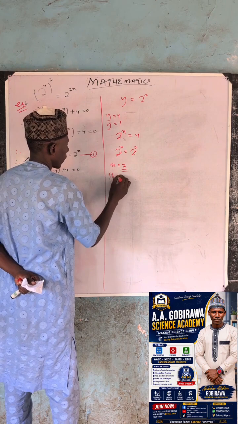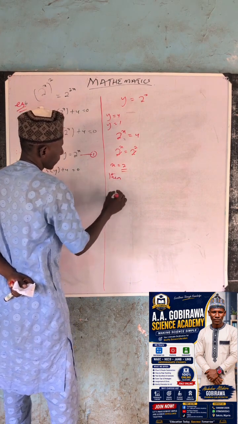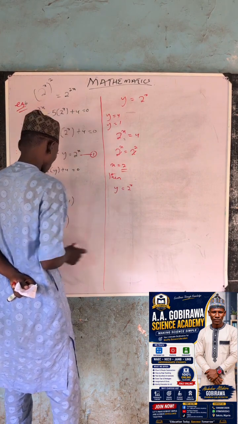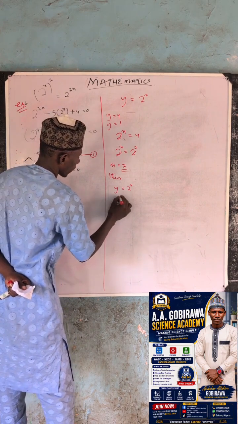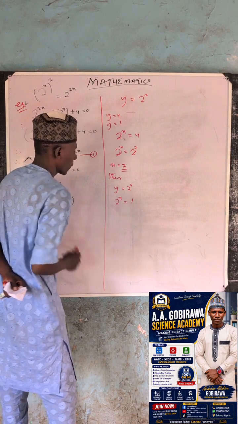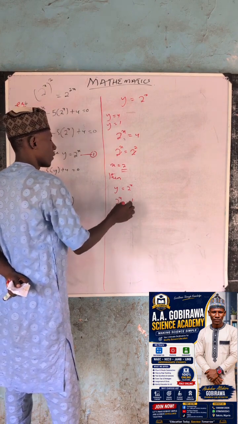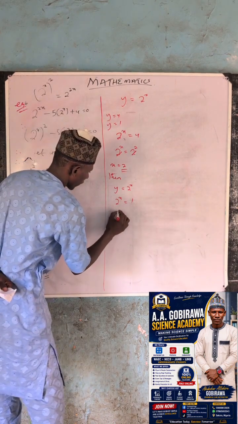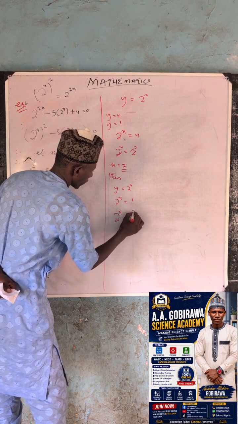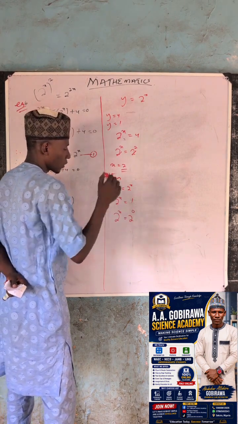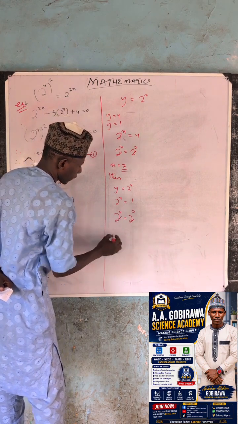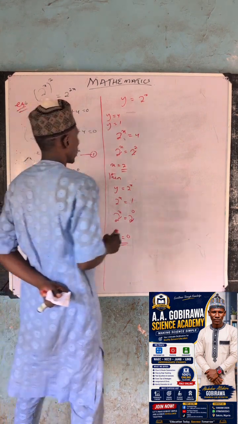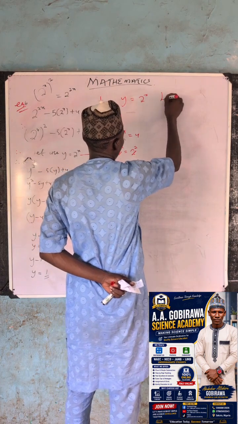Then sai mu ce so we have y equal to 2 power x. Ko? Our y is equal to 1. Therefore 2 power x is equal to 1. Ko ba haka ba? Then from indices mun san anything power 0 is 1. So we have 2 power x is equal to 2 power 0. Anything power 0 is 1. Go back over this, cancel this. Our x is equal to what? 0.